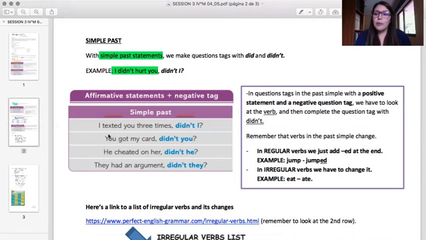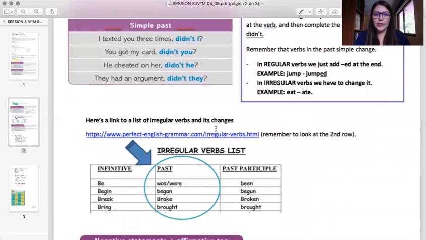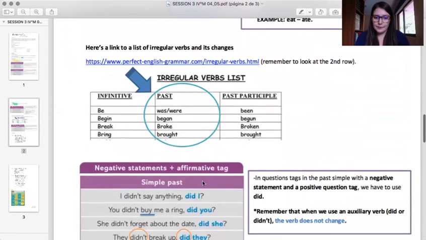Okay, but remember that in the simple past, the verb always change. Okay, in regular verbs, we add ed at the end and irregular verb changes. It's the only way to discover that the verb is in the past tense. And for you who don't remember the verbs, here is a link where you can find the list of all the regular verbs. You have to remember to look at the second row of the list.